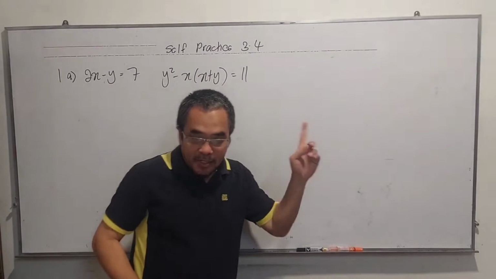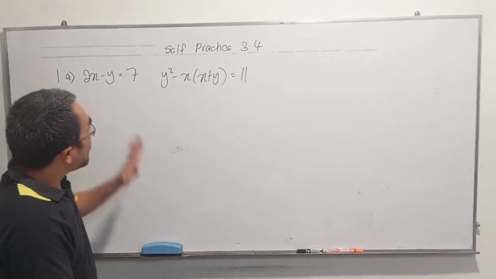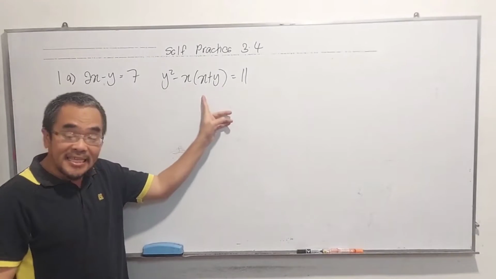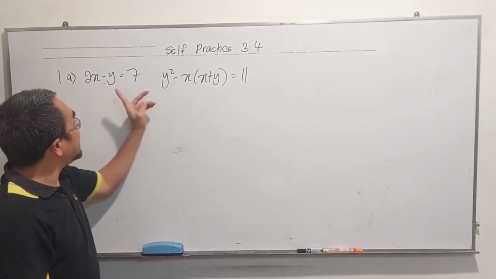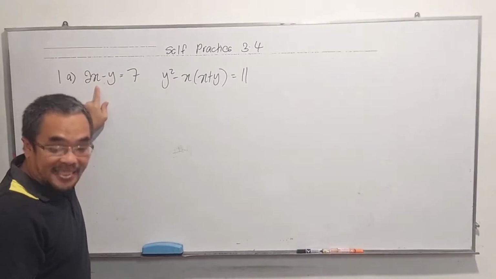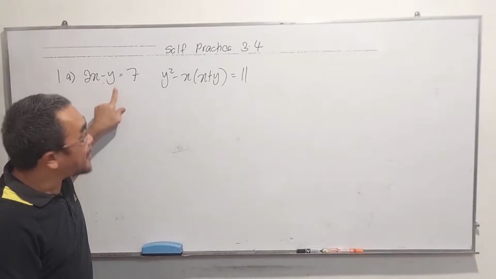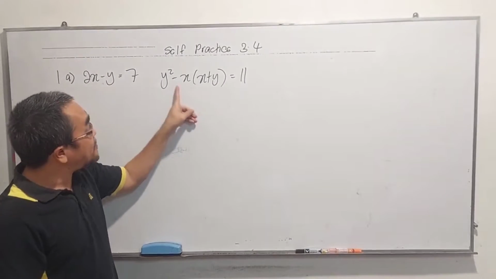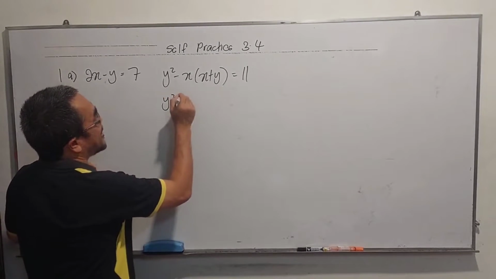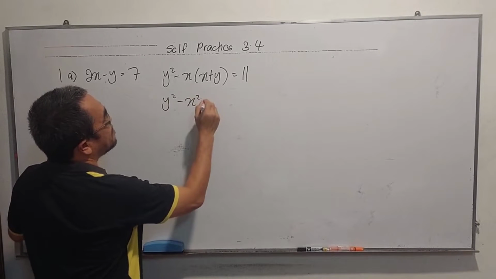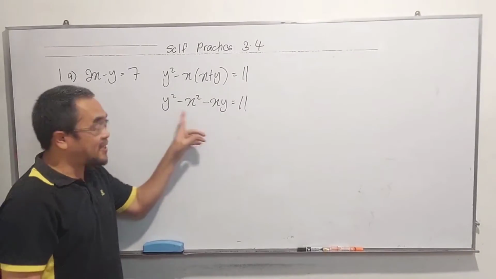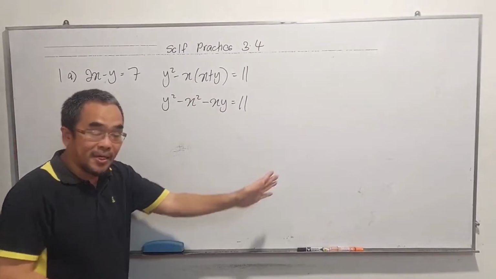Okay, for this part, for self practice 3.4, you are going to get one equation which is linear, this is non-linear. How do I know this is linear and this is non-linear? Just look at the coefficient. This x is x, not x squared. This is y. Okay, this is y squared. And then when you expand this bracket, usually we expand the bracket, so you get x squared minus xy equals to 11. So this is non-linear. If you draw, it will be curved.